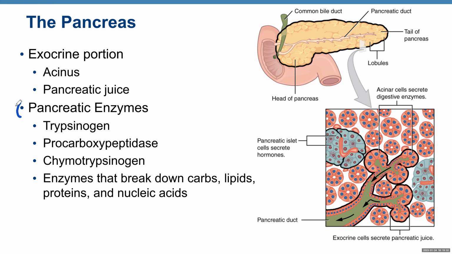Pancreatic juice contains several enzymes, such as trypsinogen, procarboxypeptidase, chymotrypsinogen. So those enzymes are needed to break down carbs, lipids, proteins, and nucleic acids.